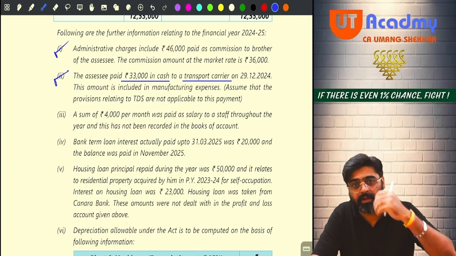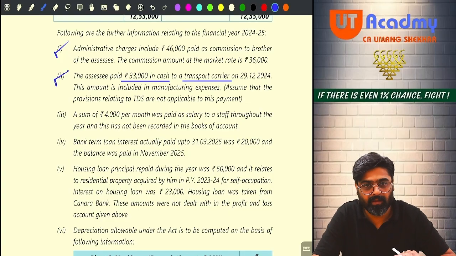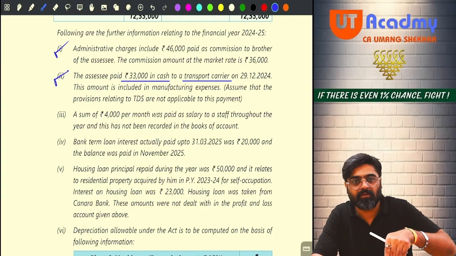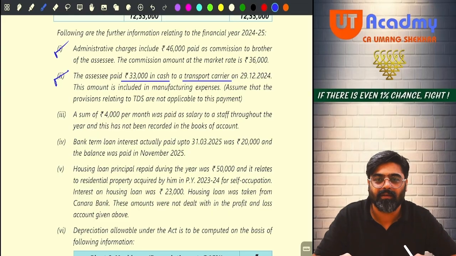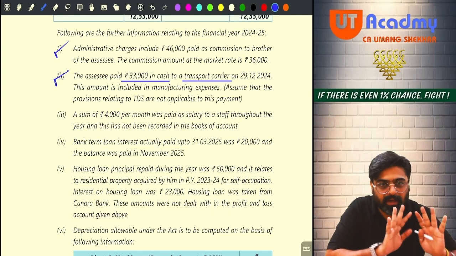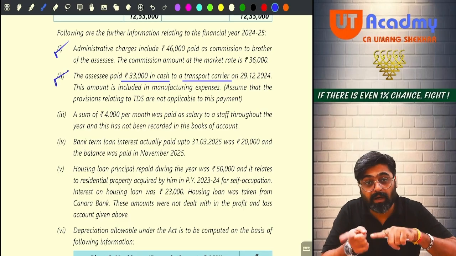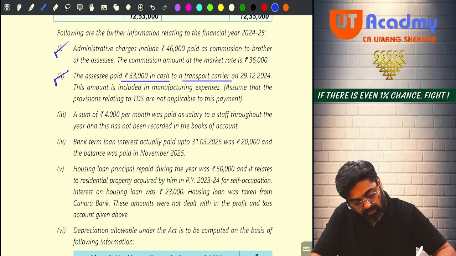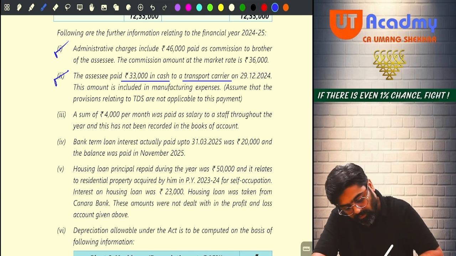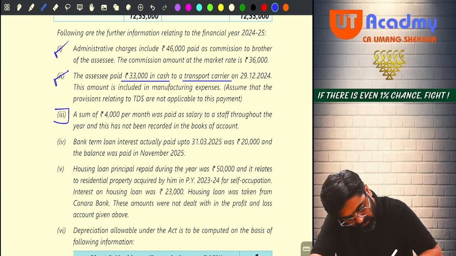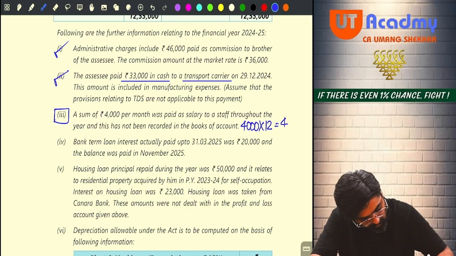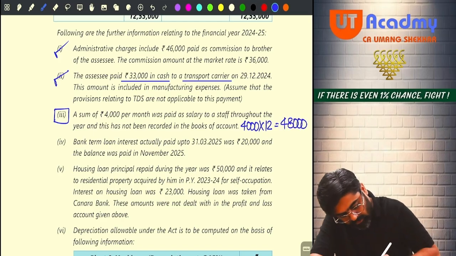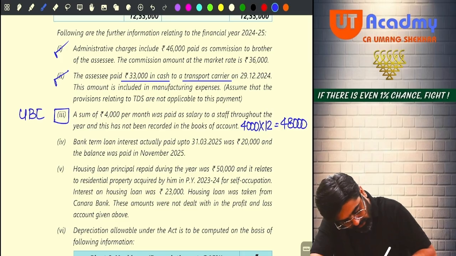But you forgot to record it in the books. Meaning this salary is your business expense, should be allowed as a deduction, not recorded. Should be allowed separately now. So this will be your unrecorded business expense amounting to 48,000. So you will put this information in the box. You will write down 4,000 into 12 is equal to 48,000. And this 48,000, my dear friends, will be your unrecorded business expense.